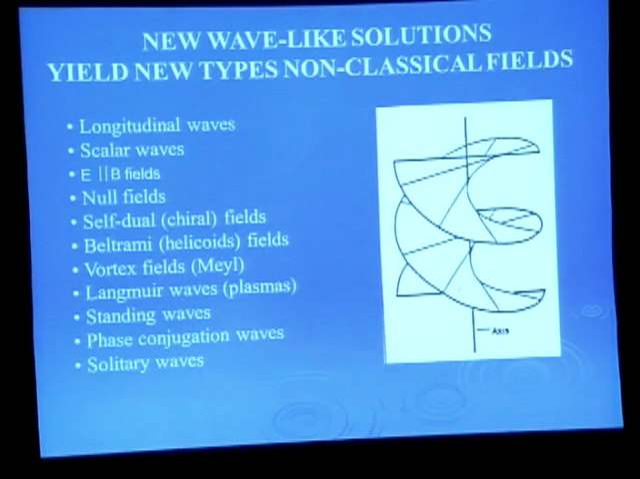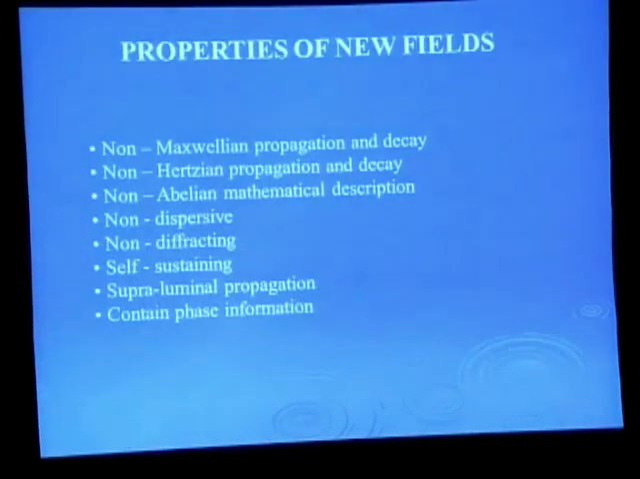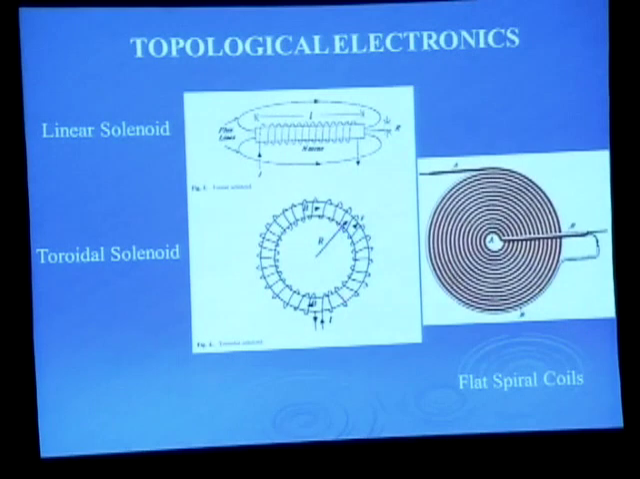Here's a picture of a Beltrami field. Anyway, they have all kinds of different properties where these fields are not classical. So what we're talking about here is different experimental methods of actually generating these fields. You can generate these fields by different kinds of electronic coils. And here's the toroid, which is the classic example, because the classical electromagnetic fields are trapped inside, but potential fields are known to exist on the outside.